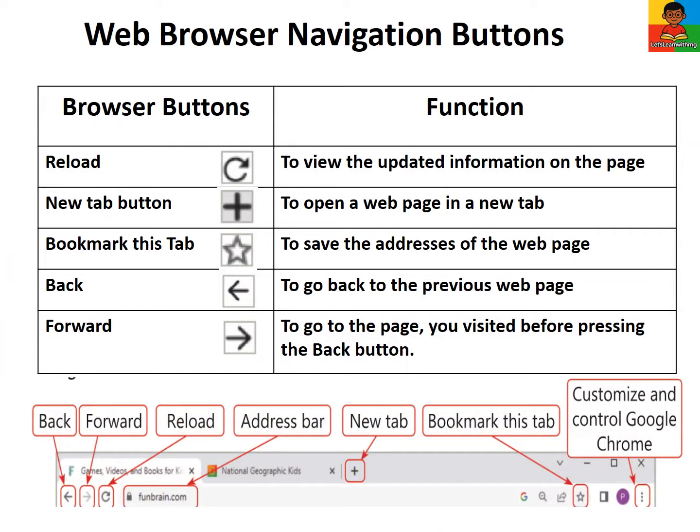Let's look at web browser navigation buttons. Reload, to view the updated information on the page. New tab button, to open a web page in a new tab. Bookmark this tab, to save the addresses of the web page. Back, to go back to the previous web page. Forward, to go to the page you visited before pressing the back button.